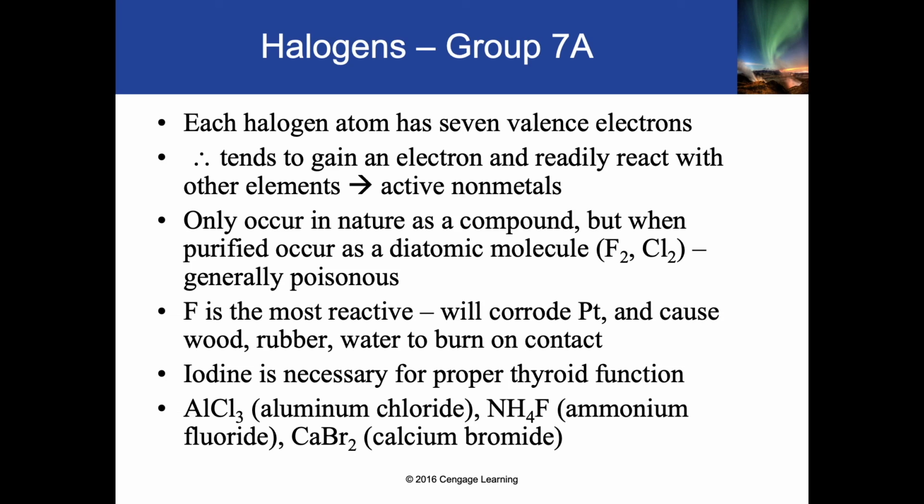They only occur in nature as a compound, but when they are purified, they occur as diatomic molecules like fluorine. That's the incestuous fluorine, the incestuous chlorine there, right? With two of them stuck together. Those are generally very poisonous. Fluorine is most reactive and will corrode platinum.